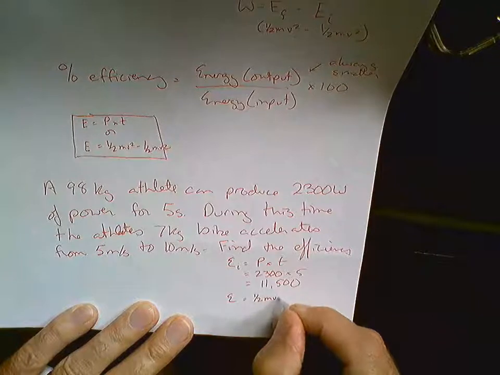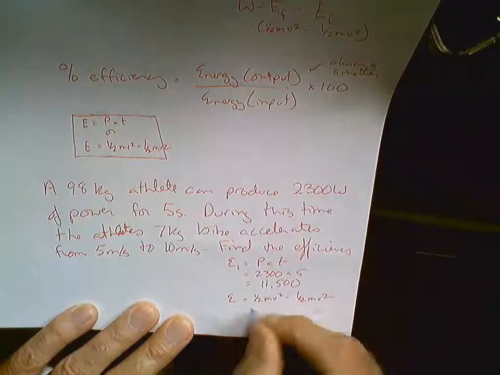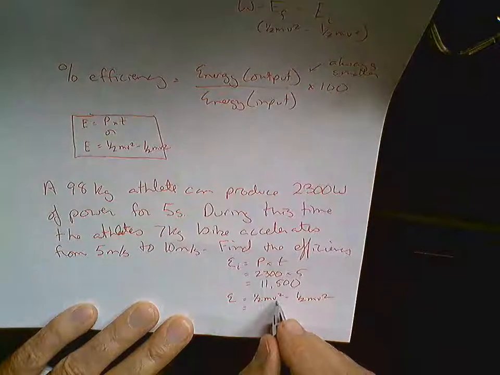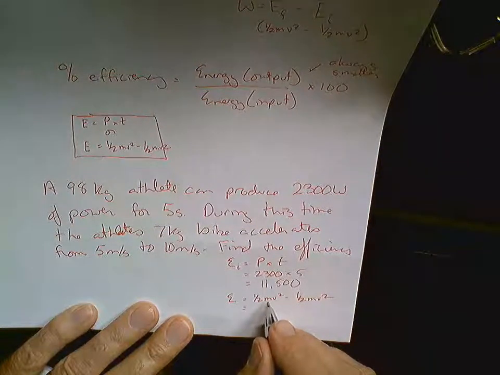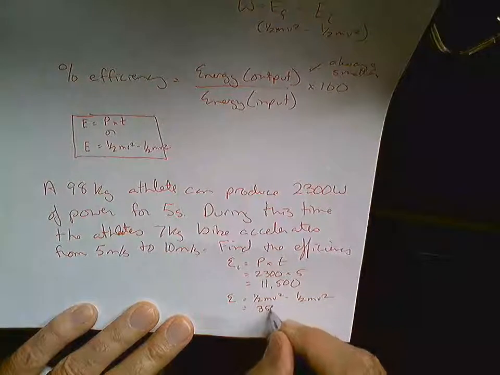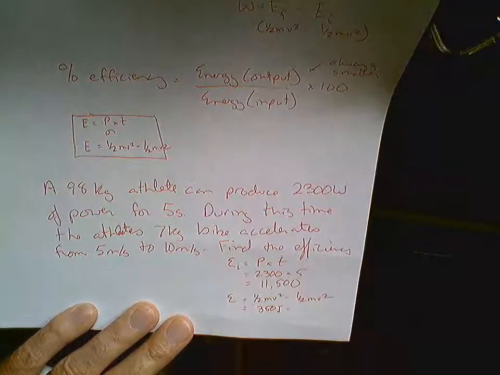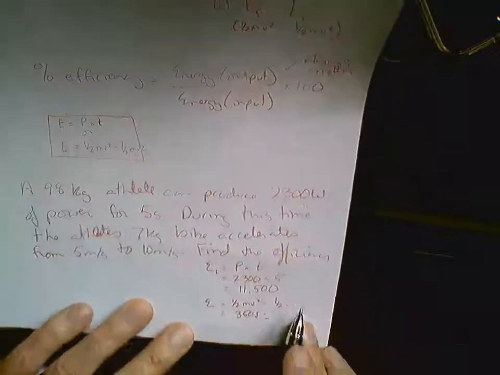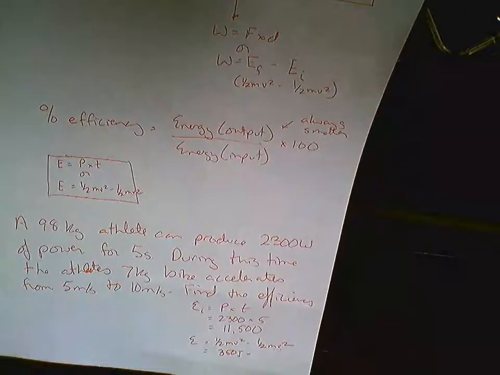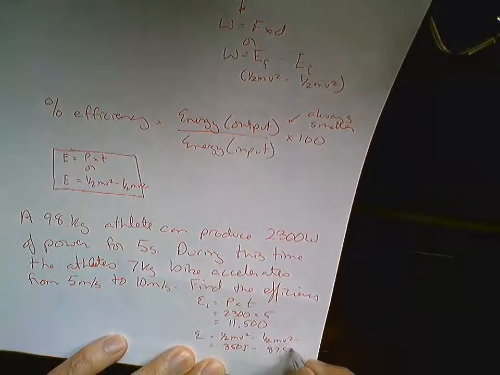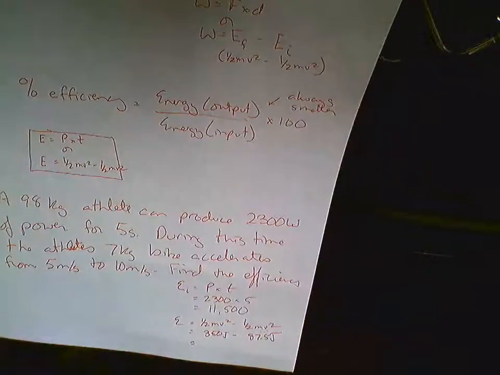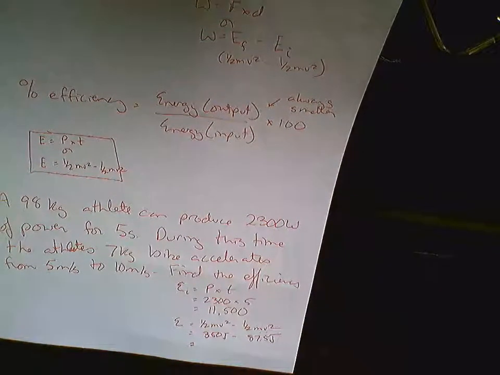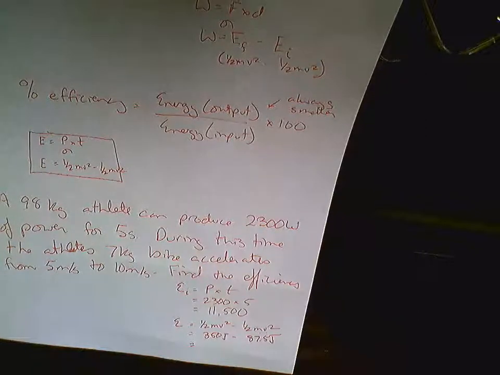The energy output is going to be based on the mass of the bike and the change in velocity. So it's going to be half mv squared minus half mv squared. So it's going to be 10 squared is 100 times the mass. 7 is 700, that's 350 joules. And that's going to be subtracting the initial velocity, which is 5 squared, which is 25. 25 times 7 is 175. So 175 times 0.5 is going to be 87.5 joules.